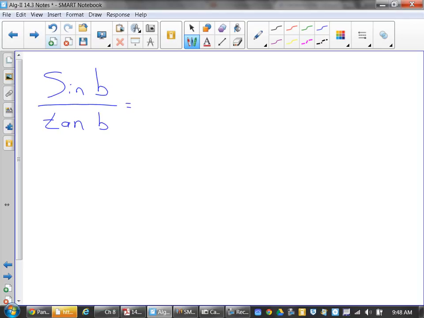Here's what happens. Sine of b doesn't change. It's in the numerator. What I can do, though, is this, times 1 over that. All I did is split apart the fraction. Is that legal? Yes. Okay. What is 1 over tangent? Cotangent. So this is the same as saying sine times cotangent. You guys okay with that? Cotangent's what over what?